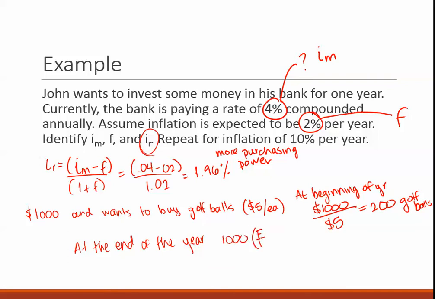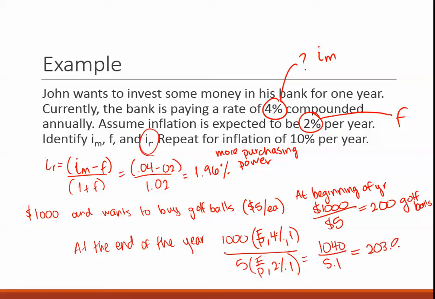So that's an F given P using the 4%, which is my bank rate, for 1 period over the $5, which are also going to grow, but they're going to grow on F given P at 2% rate, which is my inflation. Remember, things grow at the inflation rate and our money grows at the market rate for 1 period, and this is now 1040, and this is like 5.1. So now I can afford 203.9 golf balls. So you see what I mean by my purchasing power increased? I can now afford more golf balls with the same amount of money.